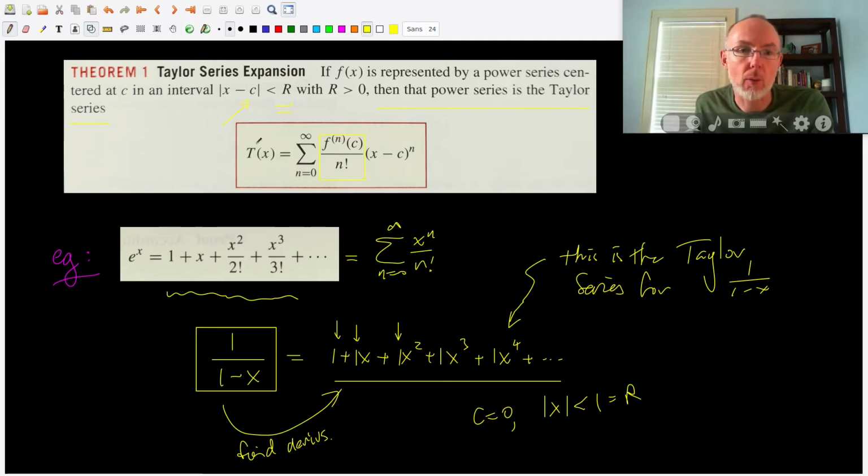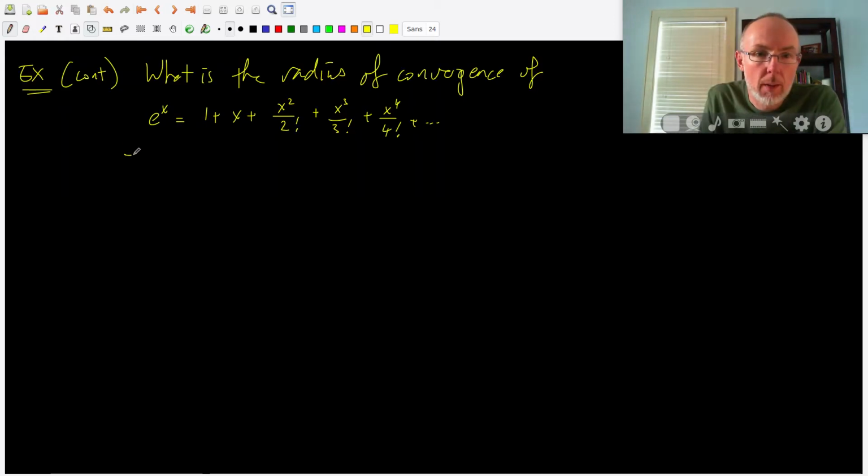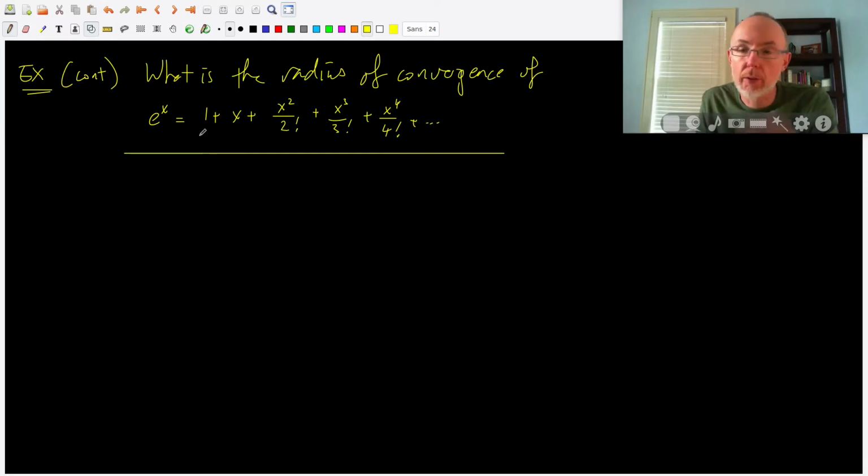So it's pretty powerful. Let's pause for a moment before we do another example and think about the radius of convergence of this exponential function. So we found the Taylor series for e to the x, and we want to know the radius of convergence. And the way to do that is almost always to use the ratio test. And so we need to know the nth term.